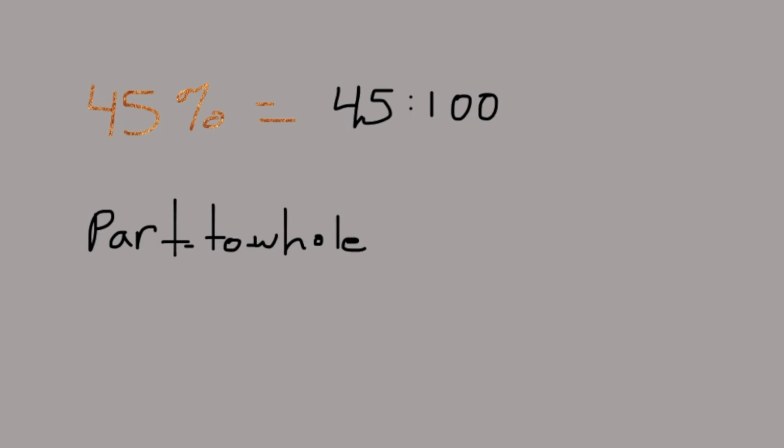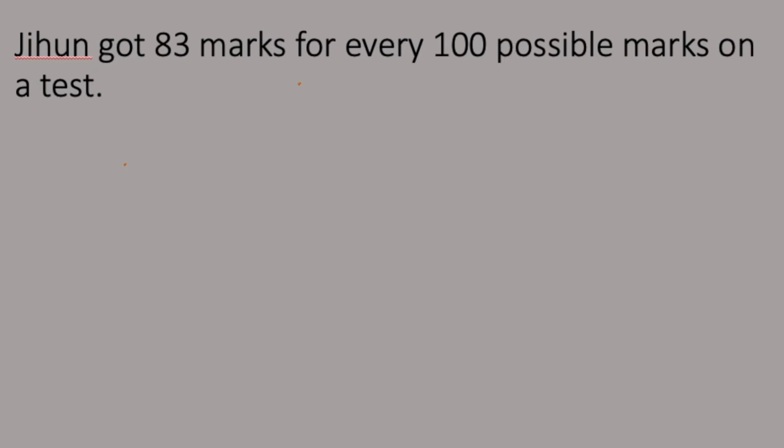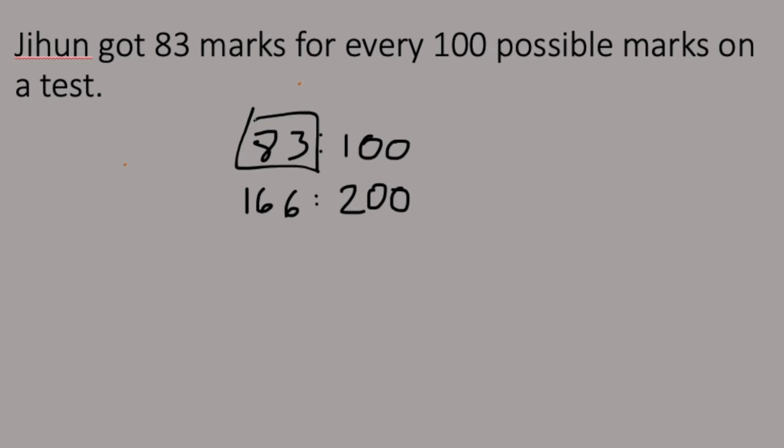I can say that. Now, if I wanted to give another example, Jihuan got 83 marks for every 100 possible marks on a test. So what this could mean is they got 83 per every 100, or maybe the test was out of 200 and they got 166 out of 200. But the percentage would go back to the out of 100. So they got 83% out of 100 marks in total.